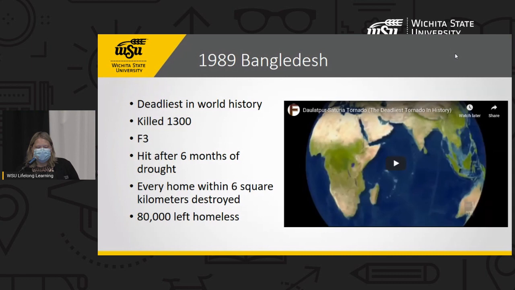In 1989, Bangladesh experienced the deadliest tornado in world history. It was designated as an F3, so it was an intermediate grade tornado. It killed 1,300 people, and when it hit these two towns in Bangladesh, they had already been experiencing 6 months of drought. So they were already in a bad situation when the tornado hit. And it destroyed every home within 6 square kilometers, and it left 80,000 people homeless.